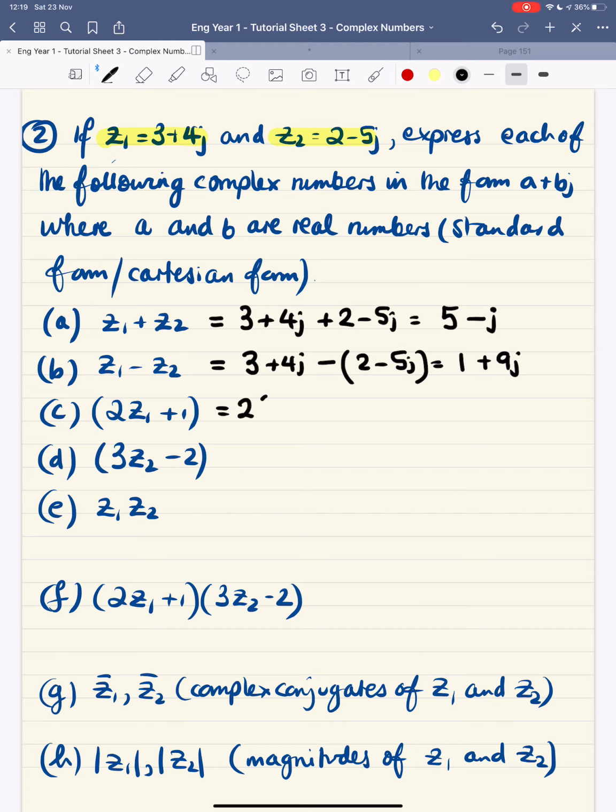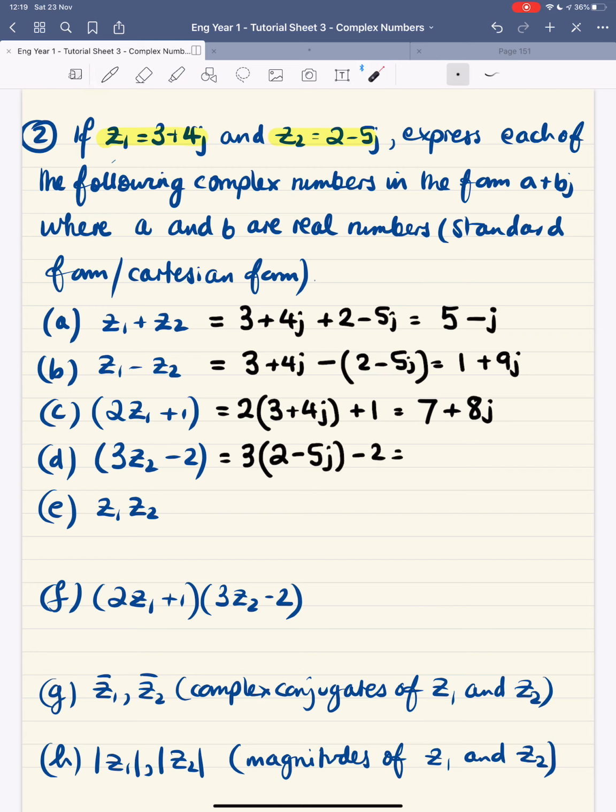2z1 plus 1, so that's 2 times 3 plus 4j plus 1. The reals are 2 times 3 plus 1, which is 6 plus 1, which is 7. And then 2 times 4j is 8j. Next one, 3z2 minus 2, so it's 3 times 2 minus 5j minus 2. The reals are 3 times 2, which is 6, minus 2, which is 4. And then the imaginary, 3 times minus 5j, is minus 15j.